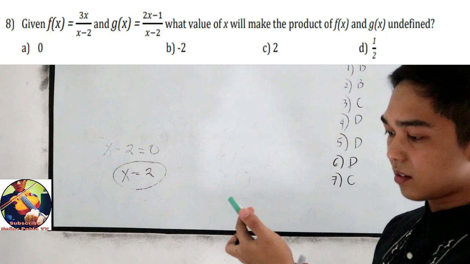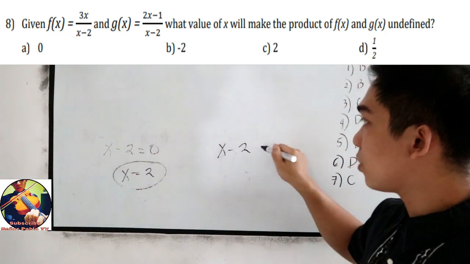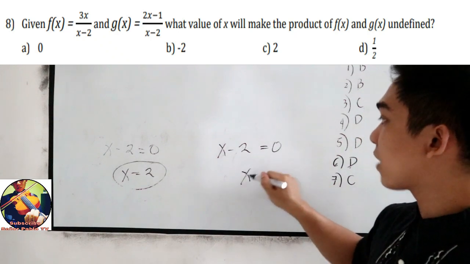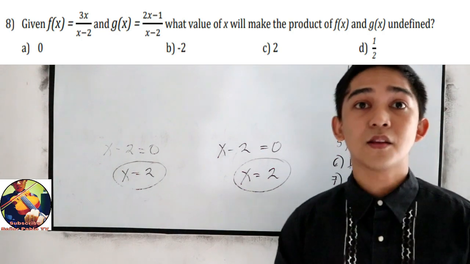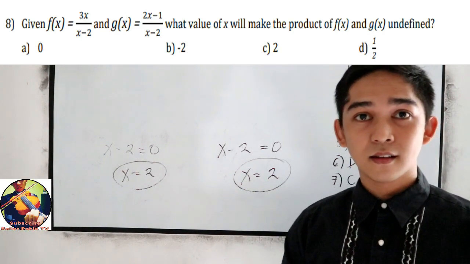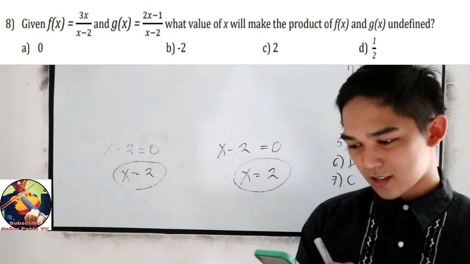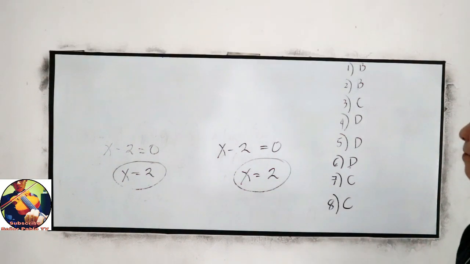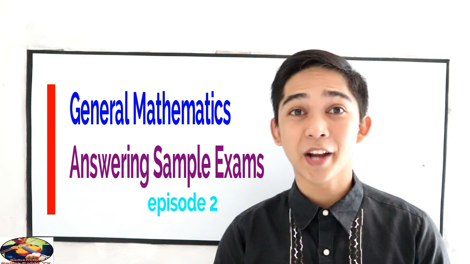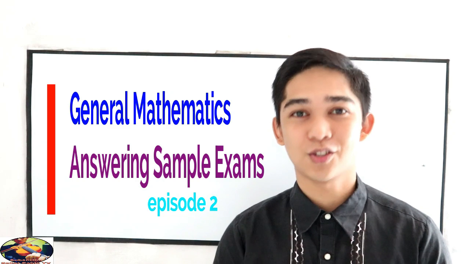How about in g of x? The denominator is x minus 2 equate to 0. So x is equal to positive 2. To make the functions undefined, the value of x must be 2. So number 8 is letter C. So 1 to 8. We're now in number 9, in answering periodic tests of general mathematics.